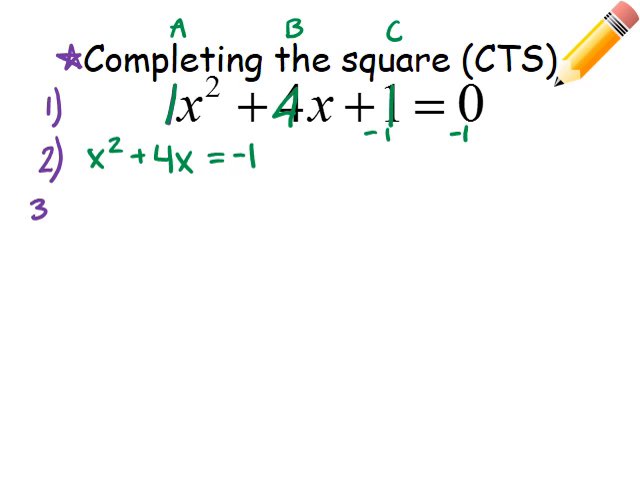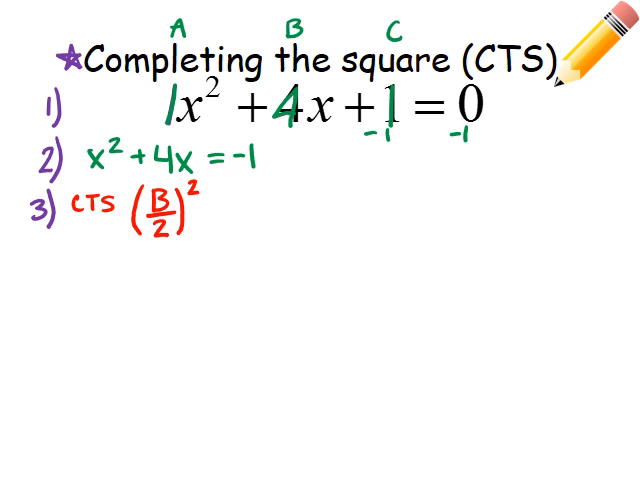Step 3, complete the square on the left and add it to both sides. Here are the new steps. To complete the square, you take your B value, you divide by 2, and you square it. That's how we complete the square. It's 2 steps. Divide by 2 and square it.